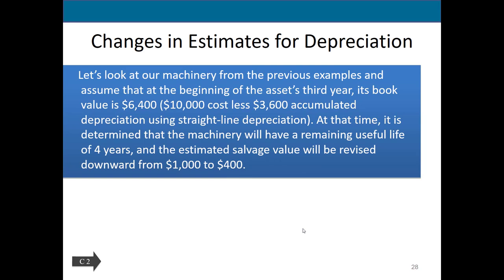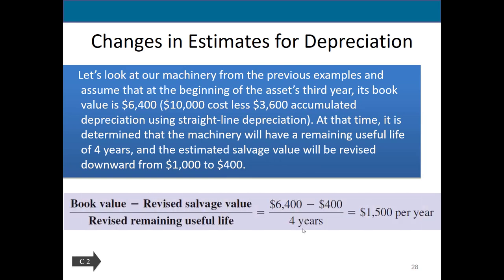Here's what we look at. If we look at our machinery from that previous example, we assume that at the beginning of the asset's 3rd year, its book value is $6,400. That makes sense, right? Because remember, it was $1,800 in depreciation per year. So for 3 years, that's $3,600. So $6,400 is our $10,000 minus $3,600.